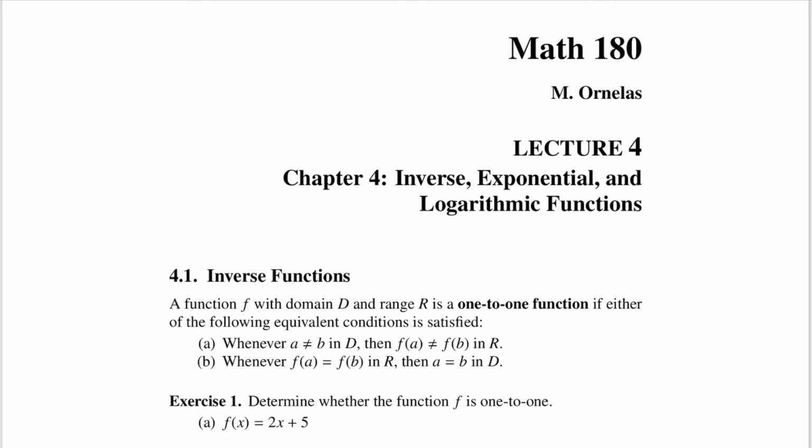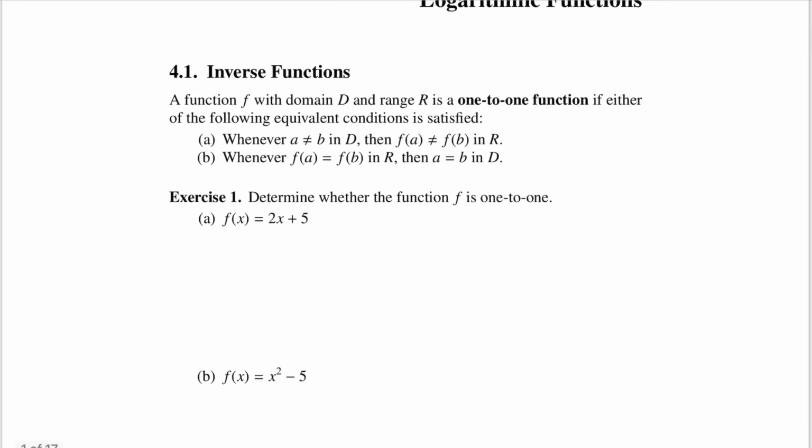Hi, this is section 4.1, inverse functions. A function f with domain D and range R is called a one-to-one function if either of these two conditions is true. We're going to go with the second one, it's a little bit easier to show. So we're going to go with part B, this definition.